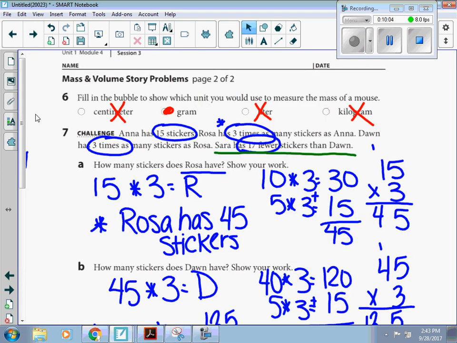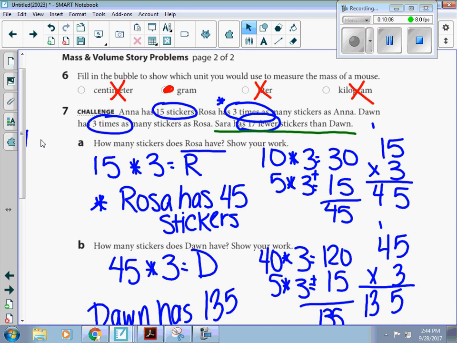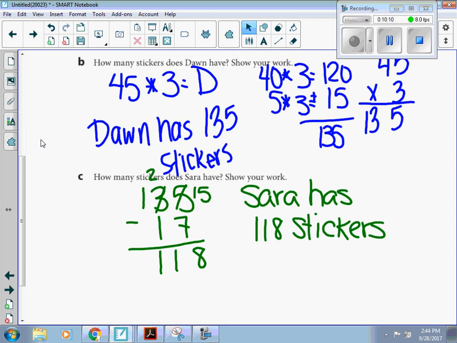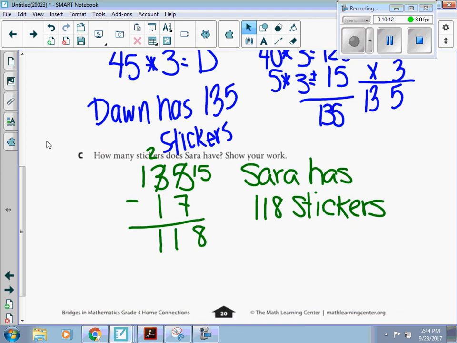And the back. And that gives us tonight's homework.